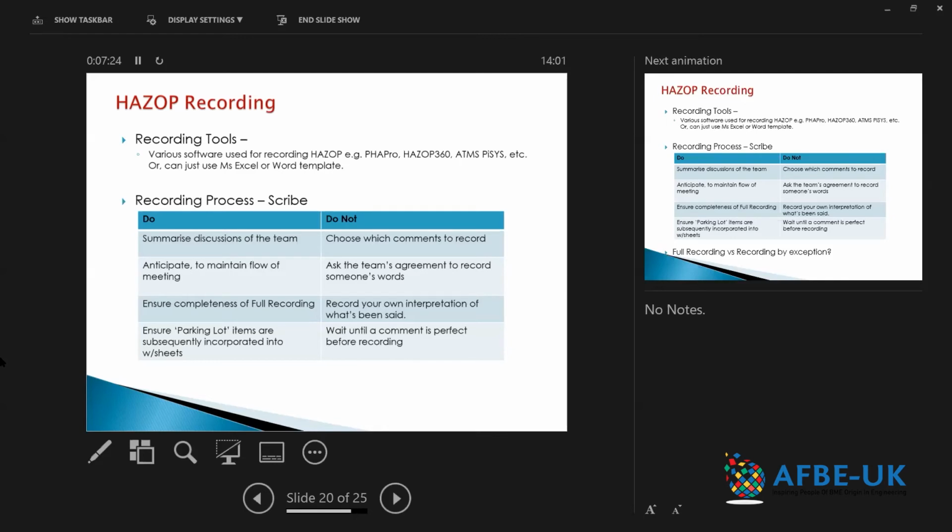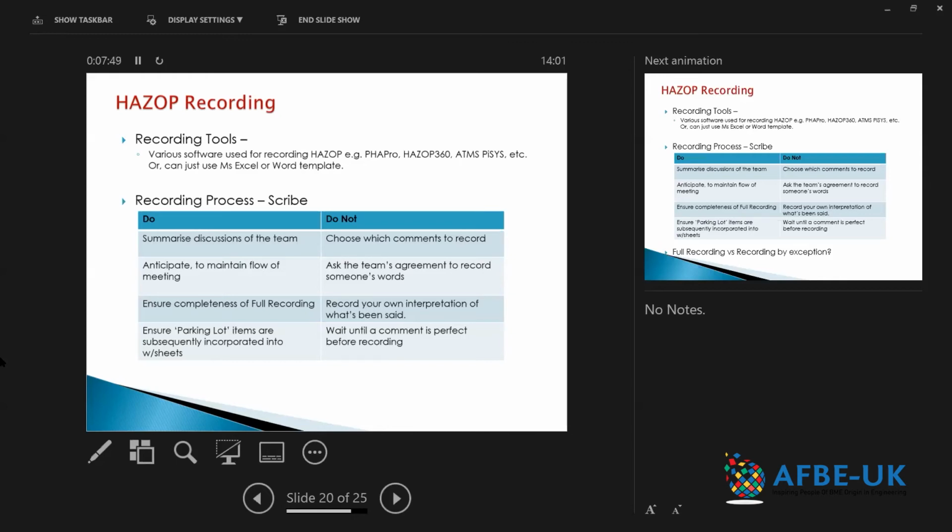So things are not just being recorded in the dark, so to speak. Scribe should also ensure the completeness of full recording. I think the next bit talks about whether you record a HAZOP in full or you do it by exception. We'll touch on that and the reasons you might want to do either of those.